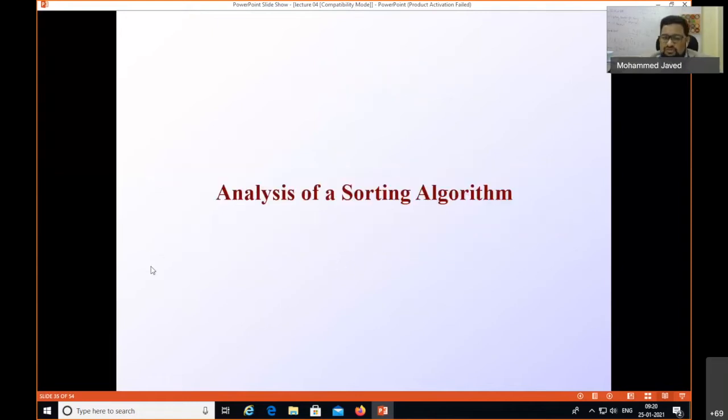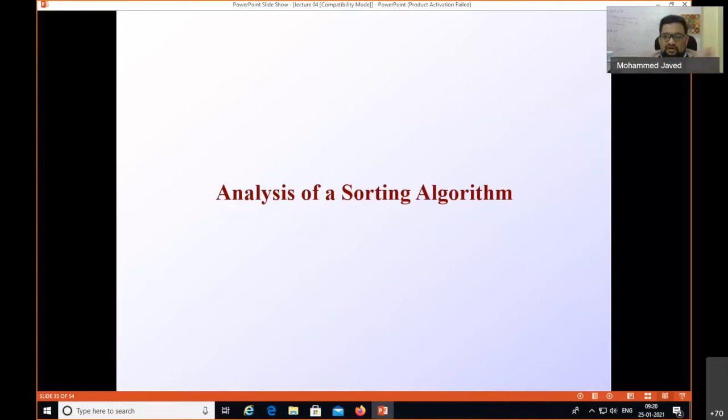So now we will begin the analysis of a sorting algorithm. We'll take a very simple sorting algorithm where the strategy is that, given a set of 6 elements, we start with the first element and compare all other elements against the first element. The first case is comparing the second element with the first element. If the second element is lesser than the first element, then I will swap it.